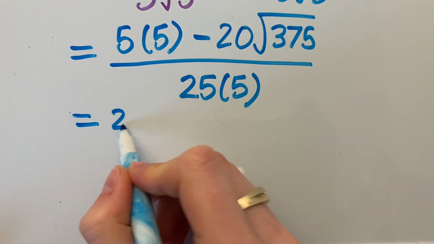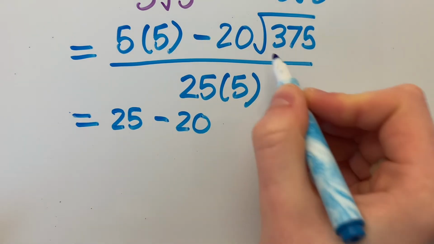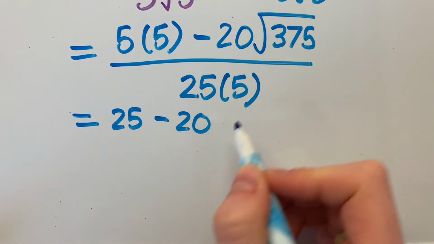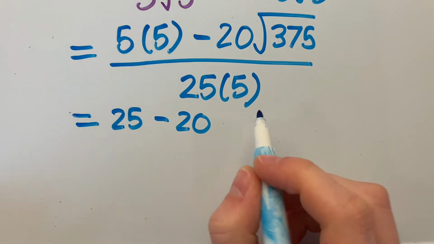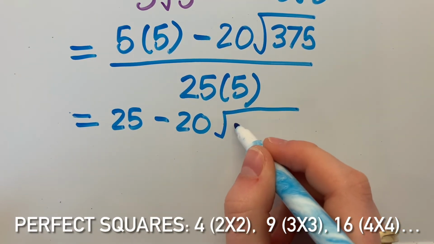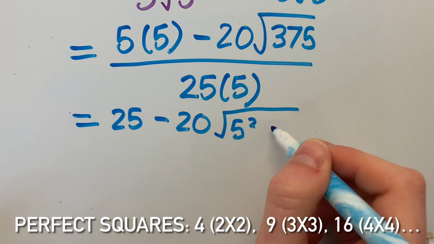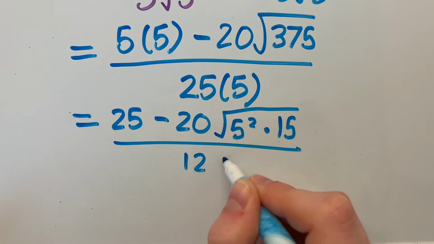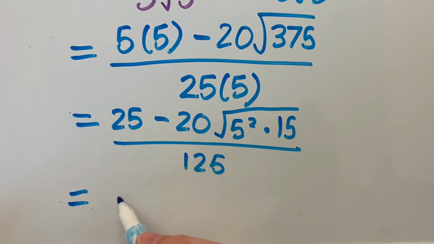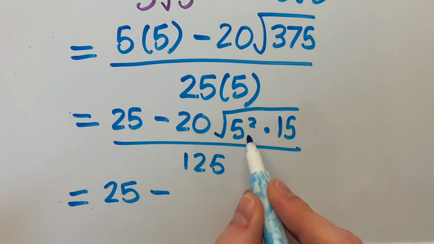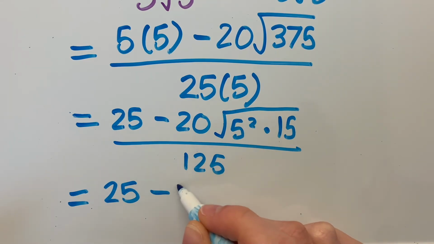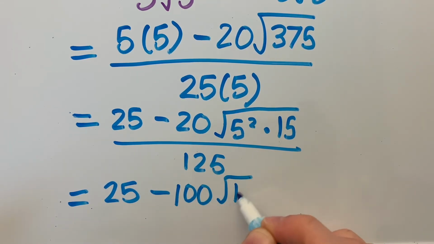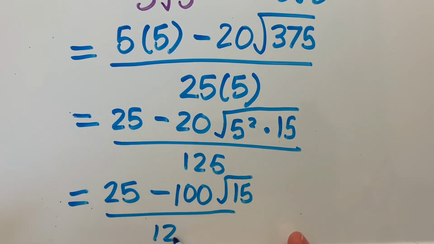So here we have 25 minus 20, and I'm going to rewrite root 375 as, well, if you divide by 25, which is a perfect square, you could rewrite it as 5 squared, or 25, times 15, all over 125. Then we have 25 minus 20 times 5, because when you take it out, the square and the square root cancel out. So minus 100 root 15 divided by 125.